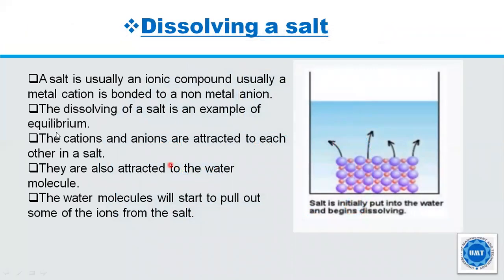Dissolving a salt. A salt is usually an ionic compound. Usually a metal cation is bonded to a non-metal anion. Since it is an ionic compound, it means that when we dissolve salt in water, it dissociates into its ions. The dissolving of a salt is an example of equilibrium. The cations and anions are attracted to each other in a salt. They are also attracted to water molecules. So salt is initially put into the water and begins dissolving.